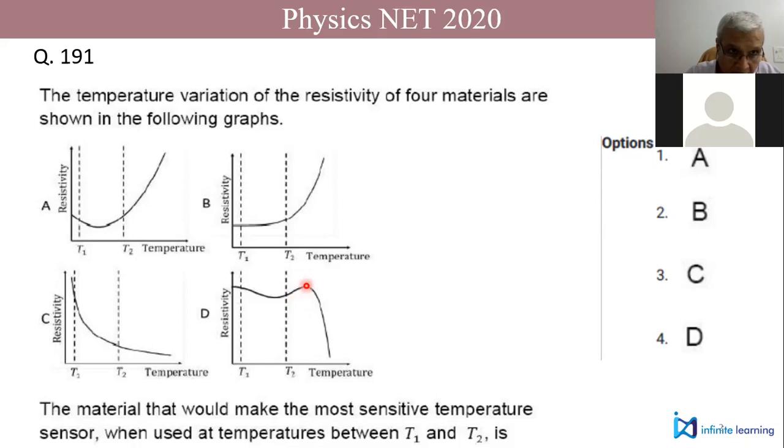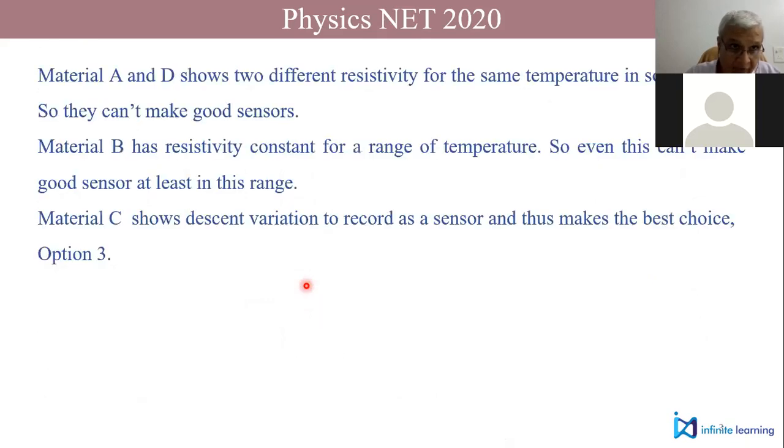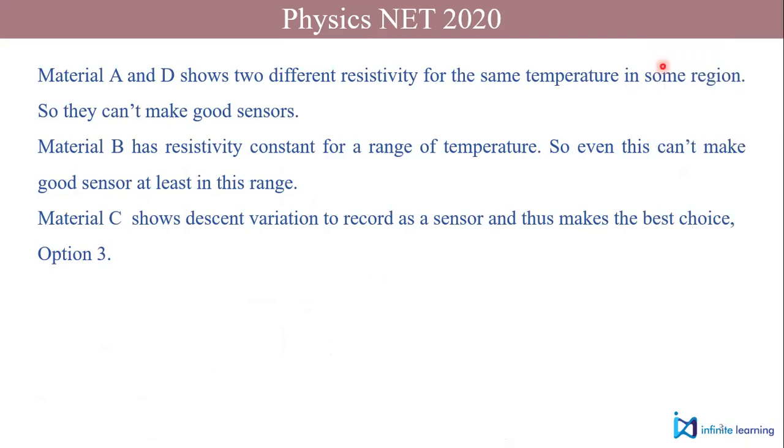Okay, so that's the discussion. If you can see, A and D cannot make a good sensor, and B is almost constant. So C is the best choice. Yes, sir. All right. Understood, sir.